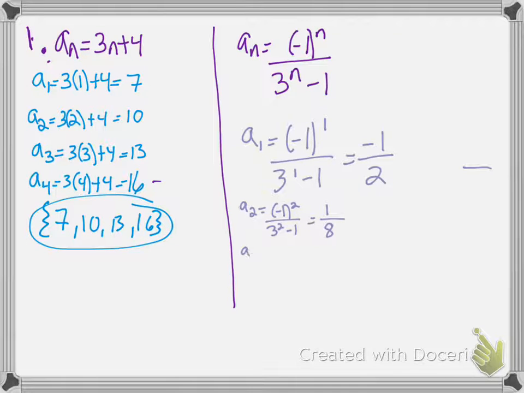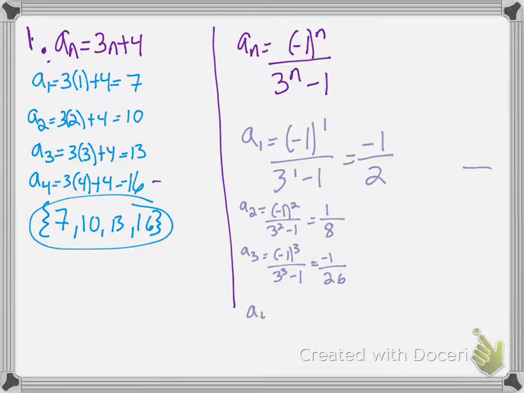Okay, a sub 3, it's going to give me negative 1 to the 3 over 3 to the third minus 1. Negative 1 times negative 1 times negative 1 is negative 1, because it's odd. And 3 to the third power is 27. Minus 1 is 26.